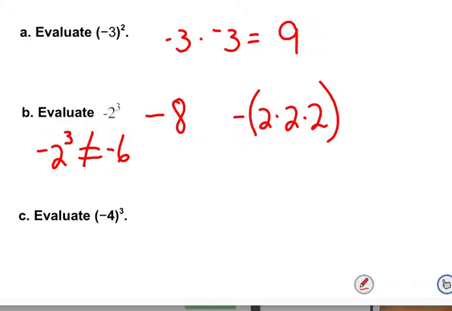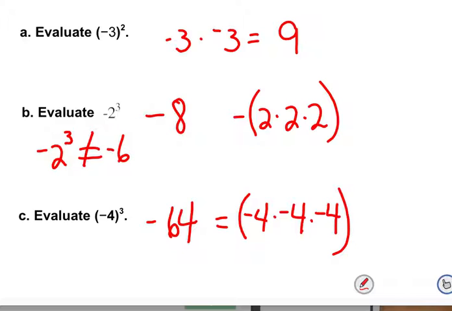Okay, the correct answer, now hang on a minute. The correct answer is this, but is it positive or negative? And why? Aaron says negative, why? Absolutely correct. Those parentheses say keep the negative with the 4 when you cube it. Okay, when you multiply it.